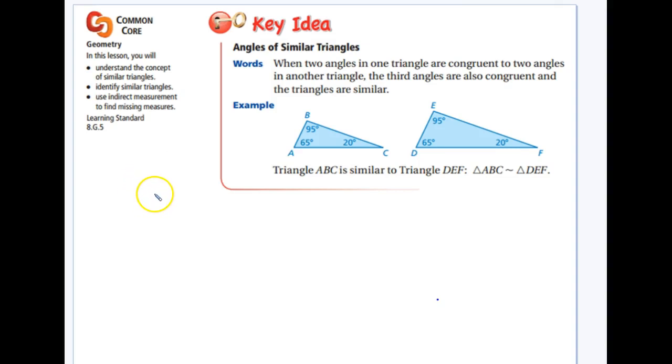Okay, so in your notes, you should have your notebooks out. Go ahead and copy this definition and the examples. Make sure you get it all copied down. We're going to pause the video so that you can get that copied, and we'll start again when you're ready.